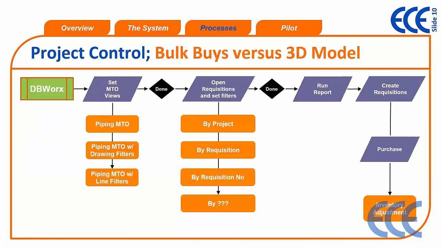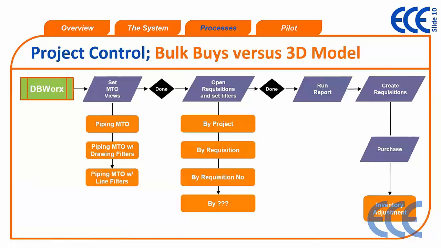So now we're just doing a little discrepancy report. You know, you've made some requisitions, you've done some purchases. So inside CADWorx, you would just filter your view based on the material takeoff. What do you want to check against? And then you'd open your requisitions and set your filters. So how do you want to filter the recs? You could show all of them, or you could just show by certain requisitions that were made. Once that's done, you run a report, and then you check. You can then create more requisitions based on the output of that report.